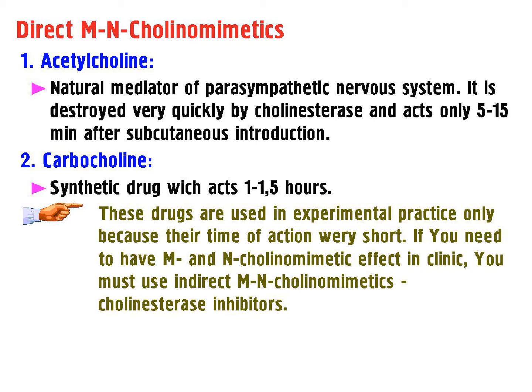Acetylcholine is the natural neurotransmitter of parasympathetic nervous system, and the principal characteristic of this substance is that it is quite quickly destroyed, decomposed by acetylcholinesterase enzyme, and the duration of action of the substance is only up to 15 minutes after subcutaneous injection. Carbocholine acts a little bit longer, but also the duration does not exceed 1 hour. That's why these two substances are used only in experimental medicine, only for some kind of medical research, because of their short duration of action.